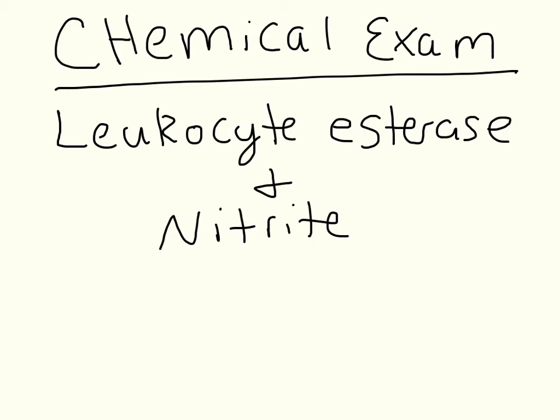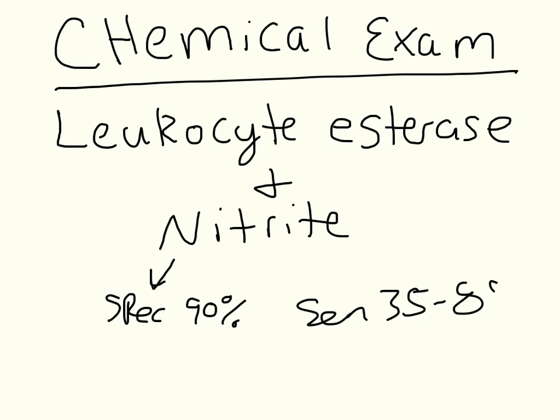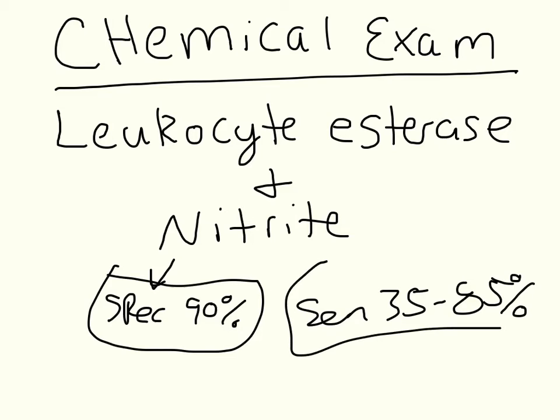For example, nitrites have a decent specificity. So the specificity is around 90%, but the sensitivity is anywhere between 35 to 85% depending on the source you look at. So if you get a negative nitrite test, yeah, you're great. But if you get a positive one, you still got to look at it under the microscope to be sure.